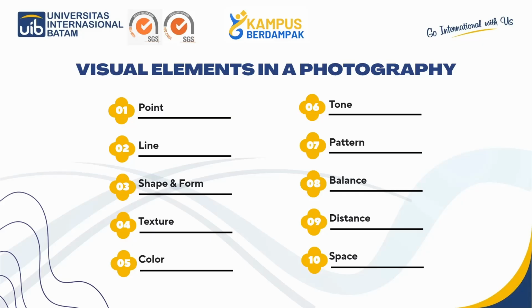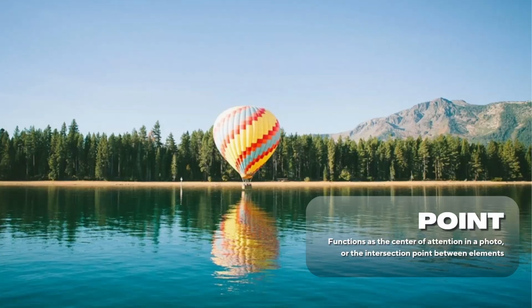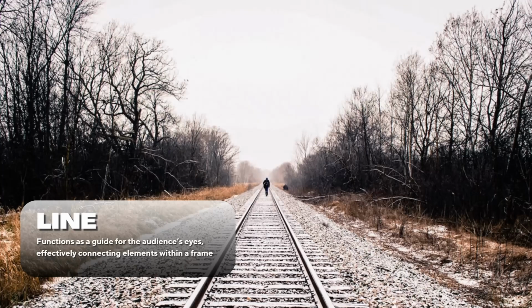There are 10 visual elements that are used to arrange a composition. First, it is a point. This functions as the center of attention in a photo, or the intersection point between elements. As you can see over here, the hot air balloons serve as the point, or the center of attention in this photo. The second, we have a line, which functions as a guide for the audience's eyes, effectively connecting all the elements within a frame.